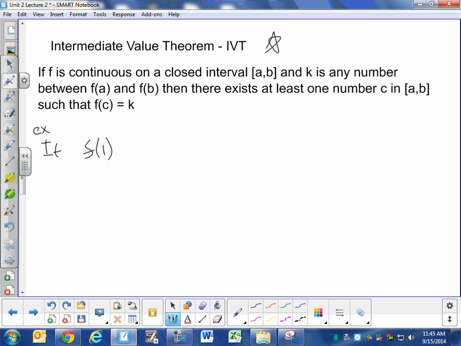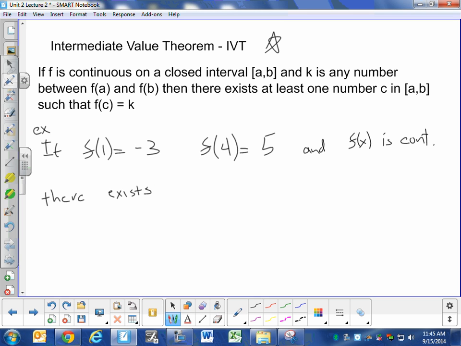If I say f of 1 is -3, and I say f of, say, 4 is positive 5, and I say that my function is continuous, well, then I know there will be some value between 1 and 4 that will produce any value between negative 3 and 5. So I can say there exists a C such that f at this C value equals, I don't know, some value between negative 3 and 5, 0.